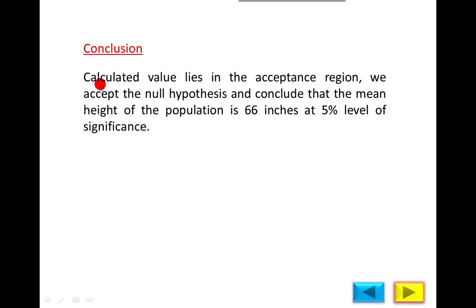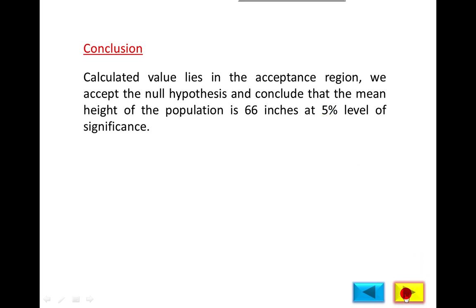So the last step: the calculated value lies in the acceptance region, we accept the null hypothesis. This is the general statement, and the conclusion is that the mean height of the population is 66 inches at 5% level of significance. We also write the level of significance because sometimes at 5% level of significance we may accept, or at 10% we may reject, and so on.